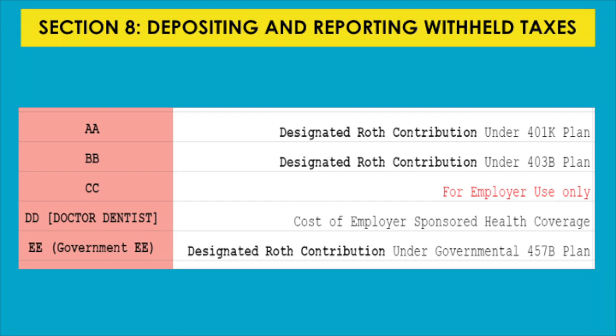DD is for the cost of the employer-sponsored health coverage. The amount reported with code DD is not taxable. EE is for the designated Roth contribution under a government section 457B plan. This amount does not apply to the contributions under tax-exempt organization section 457B plan.